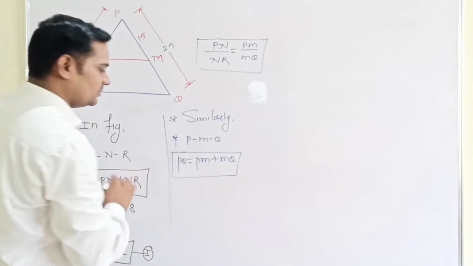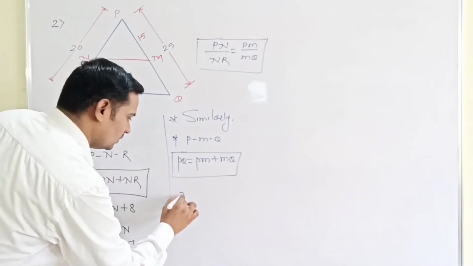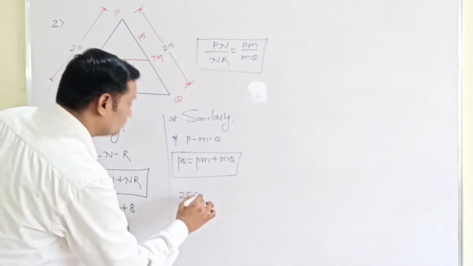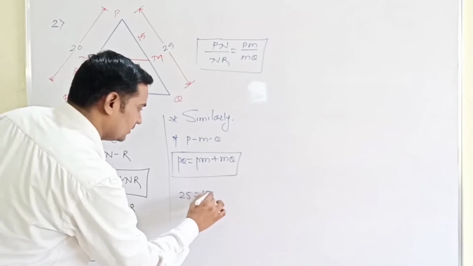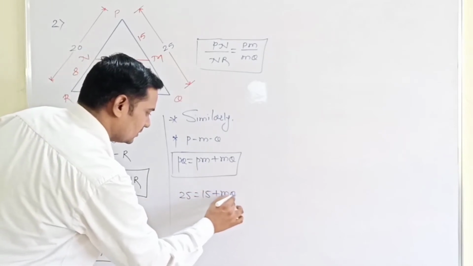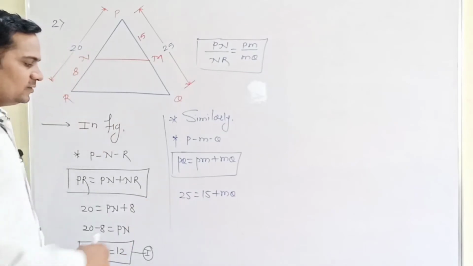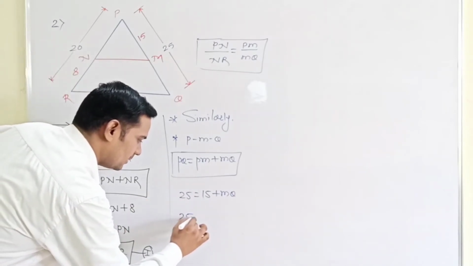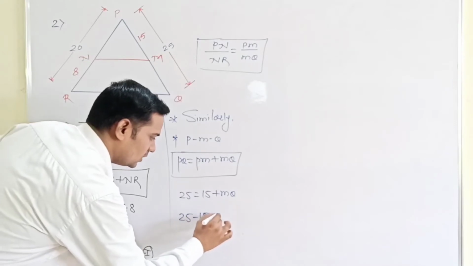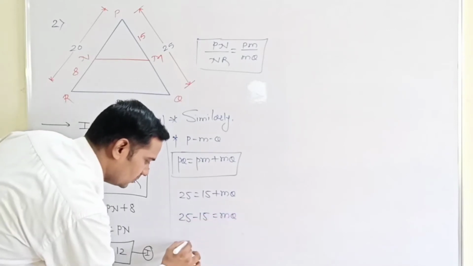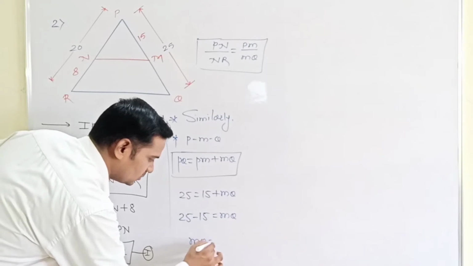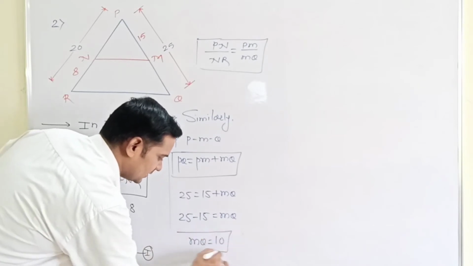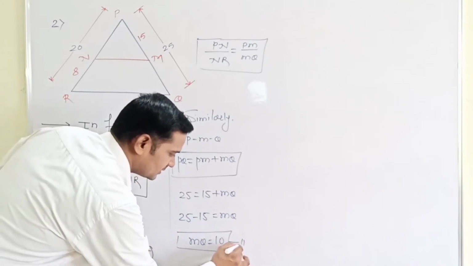So let's put down the values over there. Total PQ is 25, which is equal to PM, given as 15, plus MQ. So transfer that 15 to the LHS. It will become 25 minus 15 is equal to MQ. So MQ is equal to 10. And suppose this is equation number 2.